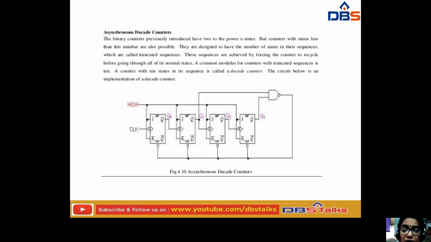So whenever a counter uses 10 states, we can say it is a decade counter. Okay, so here if you have observed, these sequences are achieved by forcing the counter to recycle before going to the counter shift register.